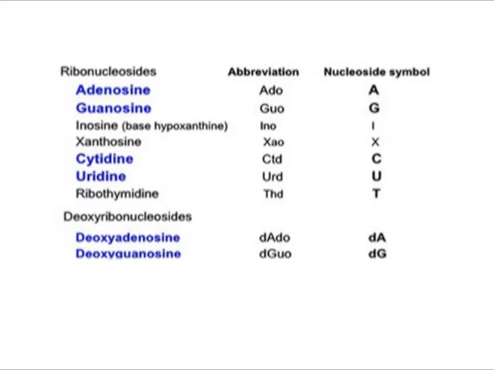Deoxyribonucleosides: deoxyadenosine, DADO, abbreviated as DA. Deoxyguanosine, DGUO, DG. Deoxycytidine, DCTD, abbreviated as DC. Thymidine, DTHD, abbreviated as DT. Nucleotides are usually named as the phosphates of their nucleosides. In the nucleotide, numerical locants 5' may be omitted. In the nucleoside 3' or 2' phosphate, the locant for phosphate must be given.